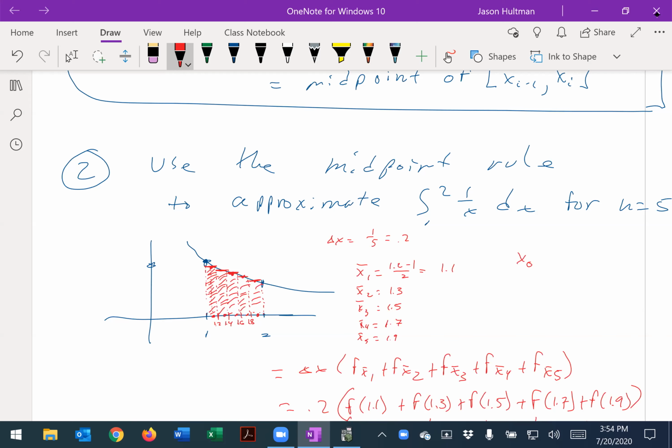So it would be x0, I'm sorry, this is a plus, my bad. That should be a plus, not a minus. Let's do the average here. This would be 1 plus 1.2, that's 2.2, divide by 2, you get 1.1. So this is x sub 0 plus x sub 1 over 2. That gives me that guy. x sub 1 plus x sub 2 over 2 is going to give me the next one, and so on and so forth. Thank you. Sure.